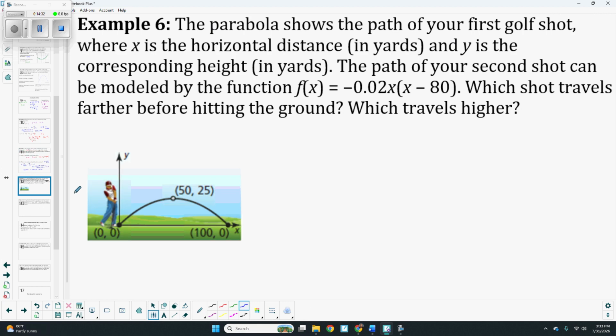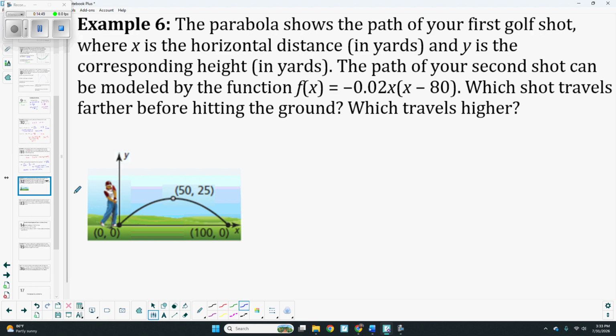Example 6. The parabola shows the path of your first golf shot, where x is the horizontal distance in yards, you've got to remember that now, and y is the corresponding height in yards. The path of your second shot can be modeled by this function. Which shot travels farther before hitting ground and which travels higher?